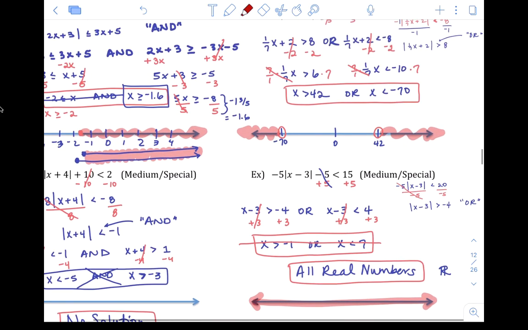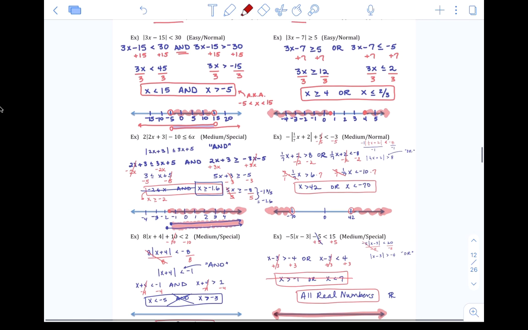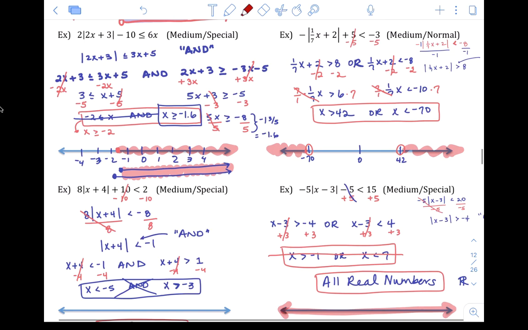Okay, six examples, four of which were actually special cases. Yeah, three-ish.